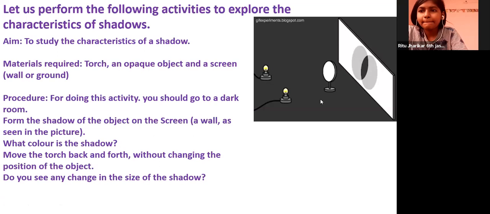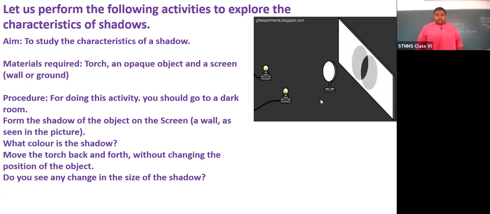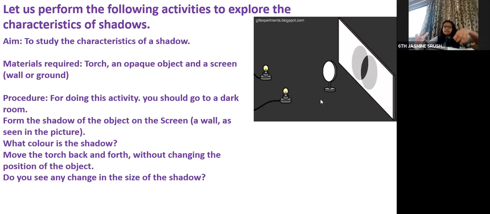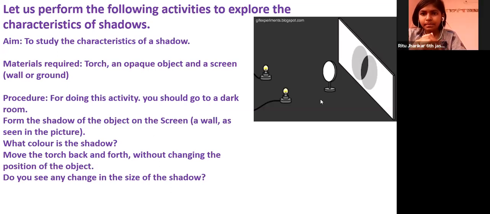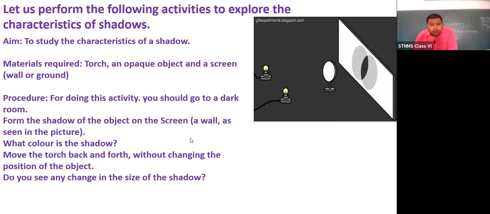Small. Sir, is it? No, because when the source of light comes near, the shadow is bigger. When the light source is coming closer to the object, the size of the shadow is bigger. And when we go far away from the object, the light source, the shadow is small. Yesterday only I had explained this.